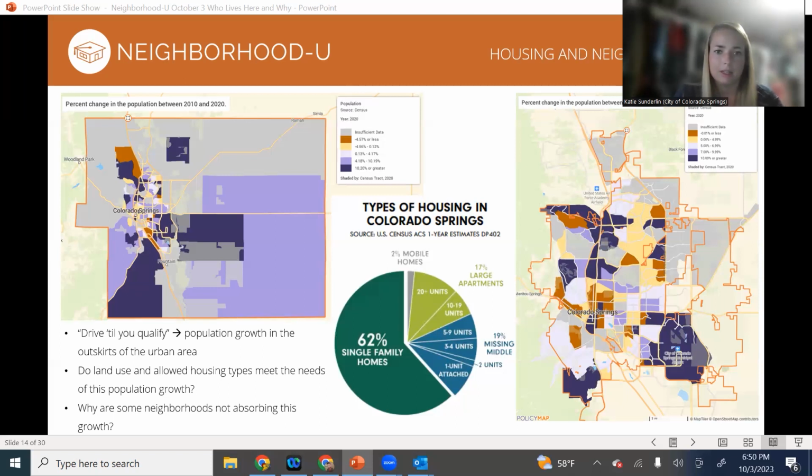In our communities, what we're seeing as our makeup of homes is about 62% of our homes in Colorado Springs are single family, 2% are mobile homes, 17% are large apartments, and then 19% are what we call missing middle. If you remember that graphic that Randi talked about at the beginning, there are all of these quadplexes and duplexes and triplexes that we just aren't building anymore, which are really great entry points into home ownership.